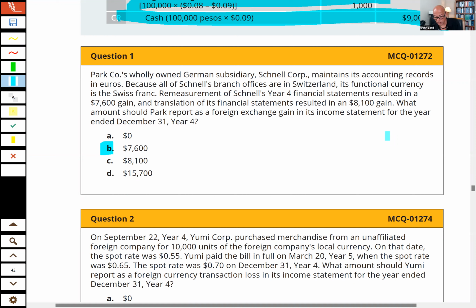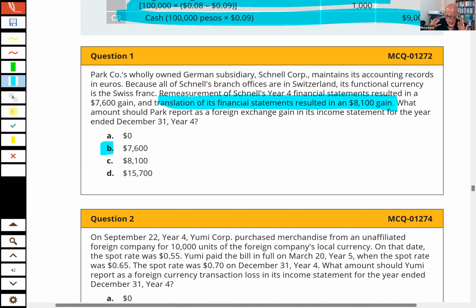And most of Schnell's work, all of Schnell's branch offices, are in Switzerland. That's its functional currency. So we have a difference between the functional currency and the local currency. And then we have a reporting currency that's different. And I know that because they give me a number for translation as well. But I have to first remeasure, don't I?